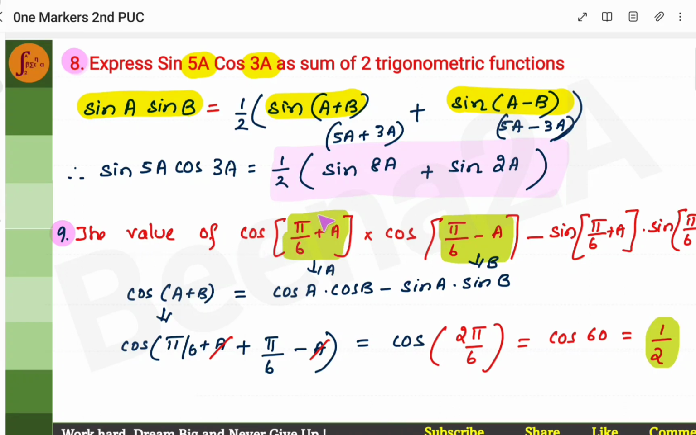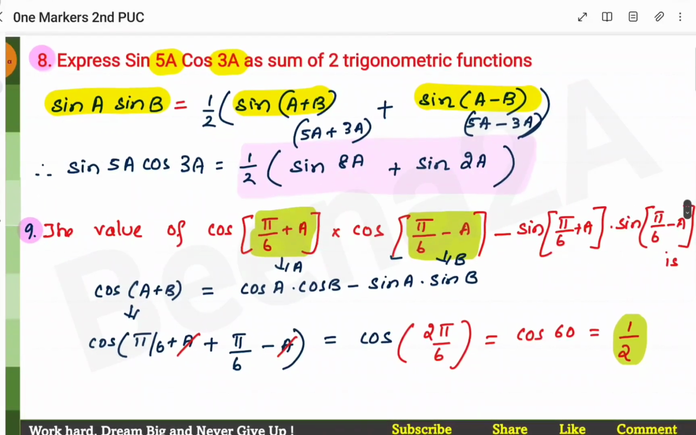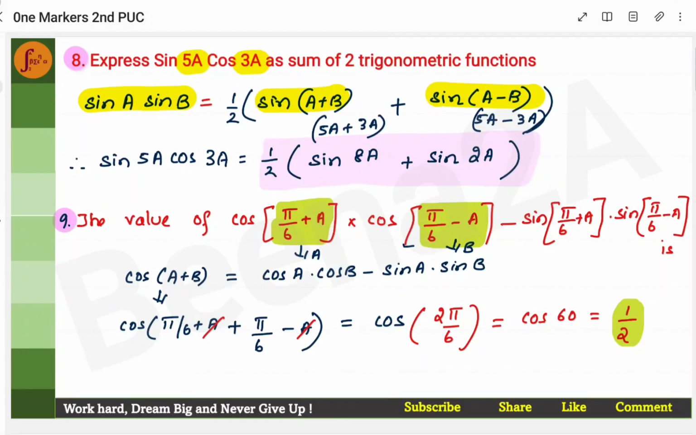Again, here a similar one. The value of cos of pi by 6 plus A into cos of pi by 6 minus A, minus sine of pi by 6 plus A, sine of pi by 6 minus A. Now here you can remember the formula cos A plus B. What is cos A plus B? Cos A cos B minus sin A sin B. This is the compound angle formula.